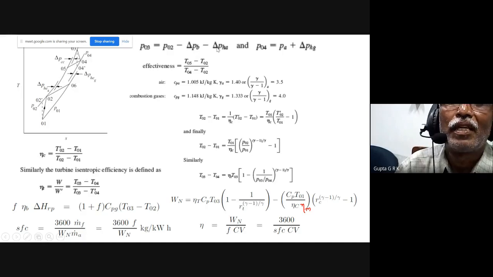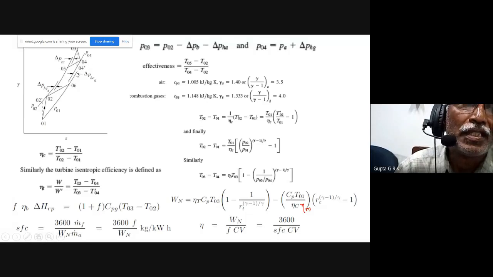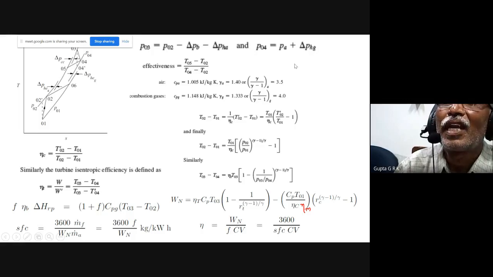Like delta P HEA. And at the exit side, as I told, it should expand to P01, but because it has to go to the heat exchanger, it cannot expand up to P01. P04 will be more than P01. So P04 is equal to PA or P01 plus delta P HEG, delta P heat exchanger on the gas side. This is the way I have to use the pressure losses in the heat exchanger and the combustion chamber.